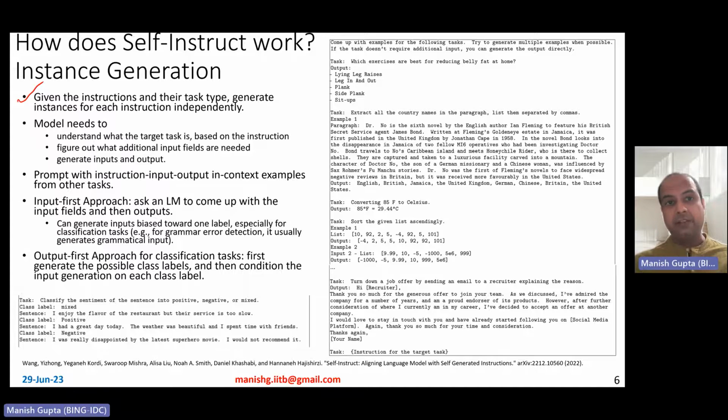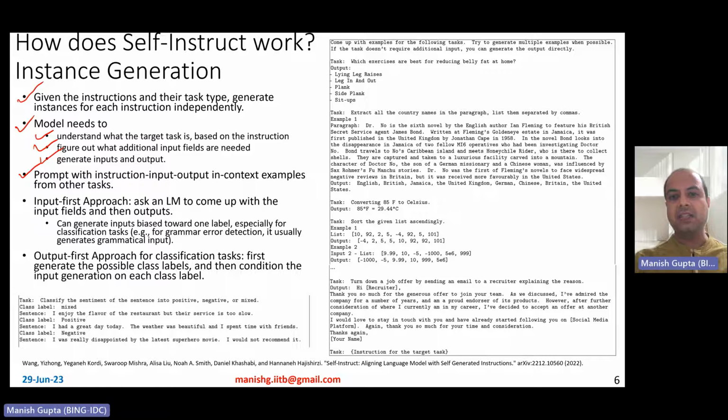This task is, by the way, difficult, and this is also going to be done using the large language model. However, the model here needs to first understand what the target task is based on the instruction, figure out what additional input fields are needed, and then of course generate those inputs and also reason around and then get the output for it. So this is a fairly complex thing for the model to do. Now you prompt with this format: instruction, input, output, with in-context examples from other tasks.